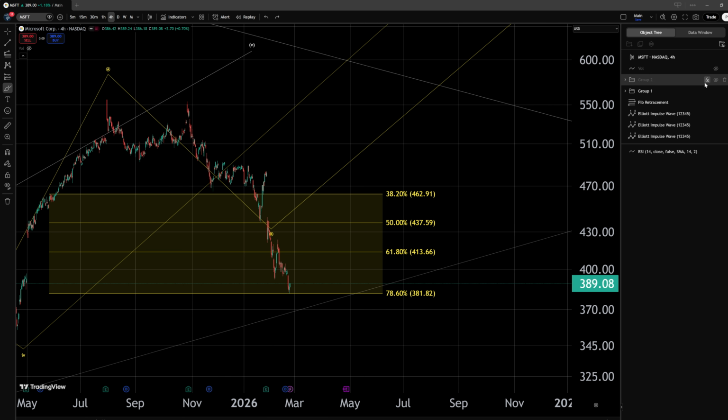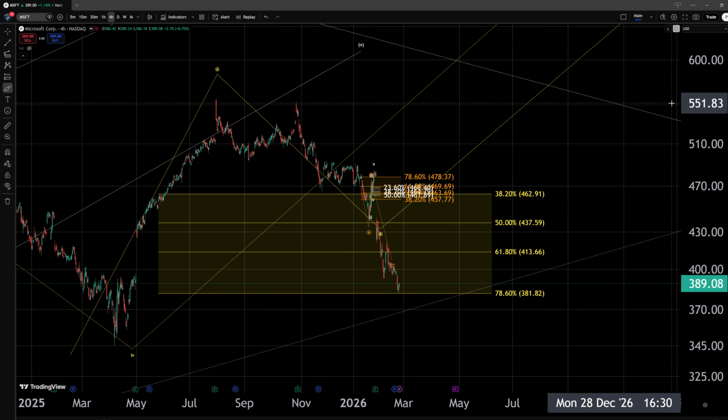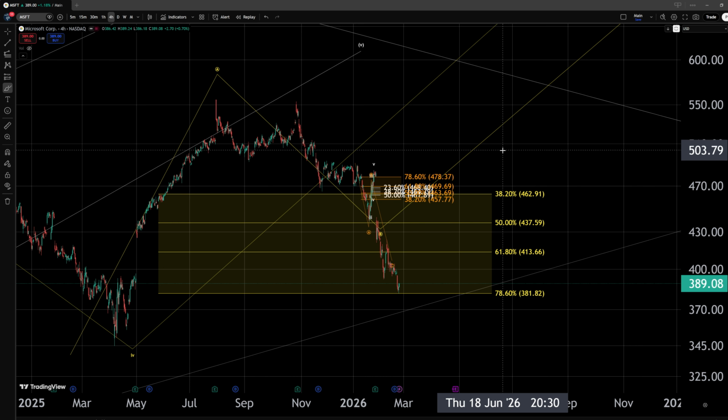Now, in this structure, we would assume that we wouldn't form any additional lows. We will be waiting for the signal, the break above the relevant levels of resistance, to favor an extension to higher prices.